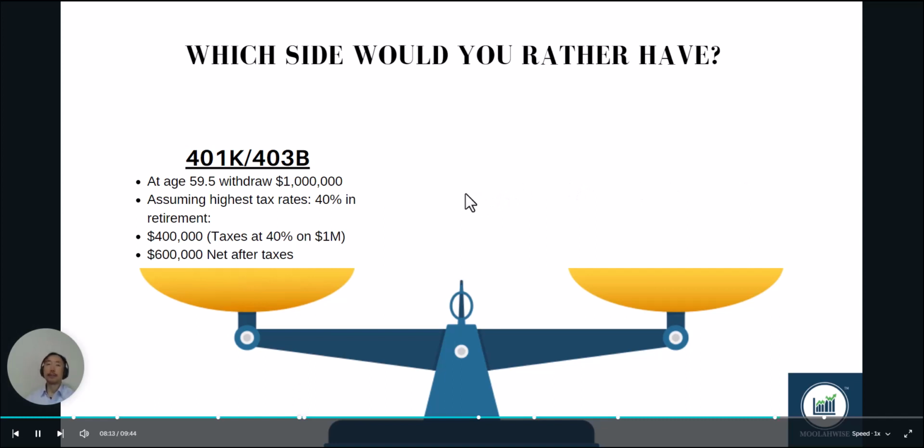So I'm a numbers guy, so let's put some numbers to it. Let's say in your 401k at age 59 and a half, you withdraw $1 million, right? And let's just assume you're at the highest tax rate, 40% in retirement. So when you withdraw 1 million, you would have to pay $400,000 in taxes, right? 40% of 1 million is 400,000. So you'll net 600,000 after taxes.